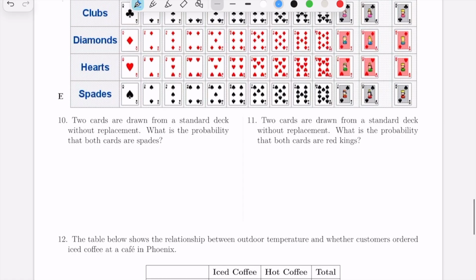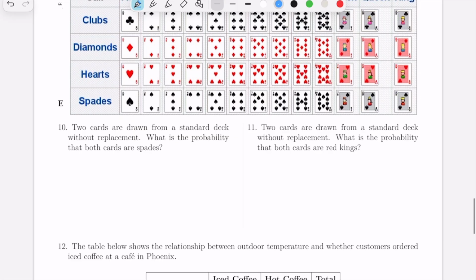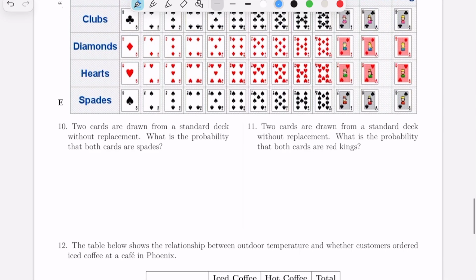So here's our deck of cards once again. You can see if we are looking for the probability that both cards are spades, what we're going to do is multiply the probability of getting a spade, and then take that times the probability that the second card is a spade, given that you've already drawn a first card as a spade. Okay, don't get too confused by that.